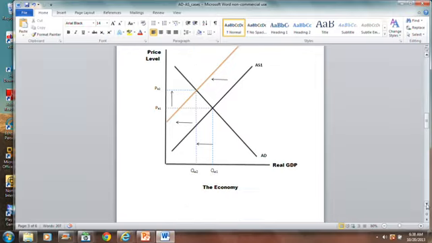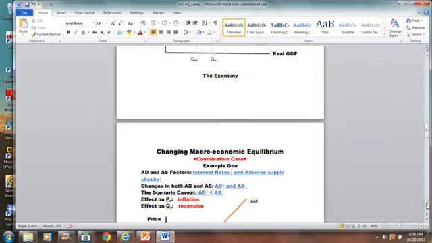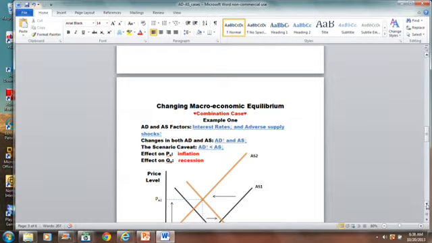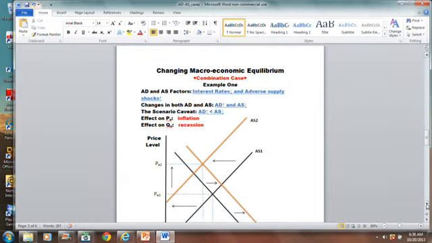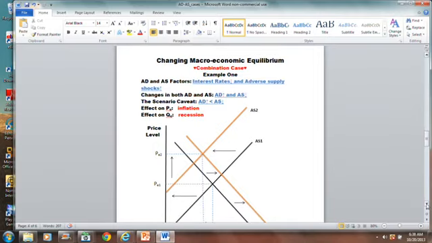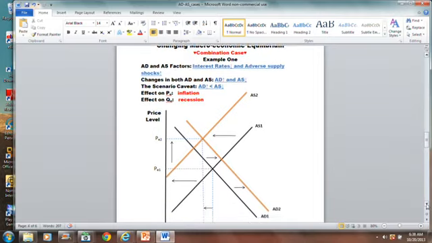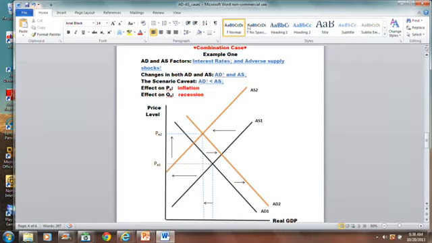A third example is from the category of combination cases, where you have both a change in aggregate demand coupled with a change in aggregate supply. Let's look at a scenario. Let's say we're told that interest rates are falling throughout the economy and that adverse supply shocks are also increasing. Now, if interest rates fall, we know that's going to make investment go up. If investment gets bigger, aggregate demand will increase. So aggregate demand will shift to the right.